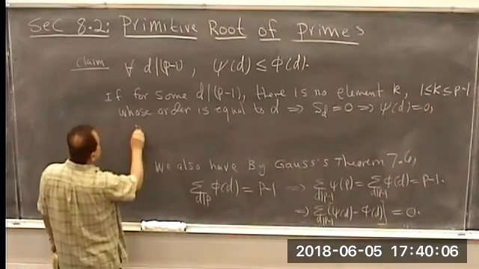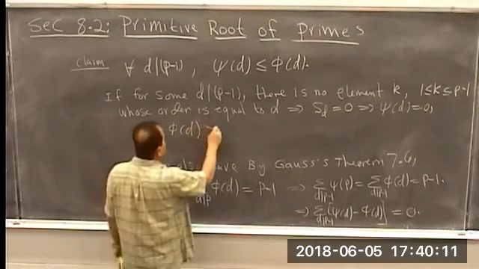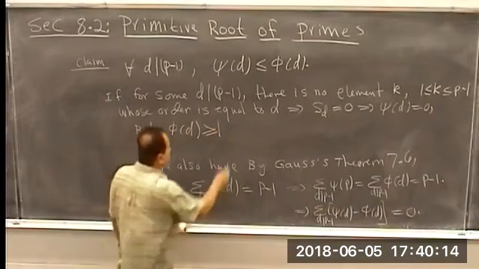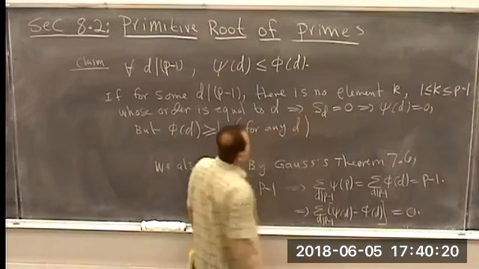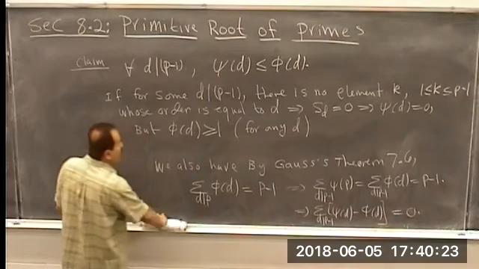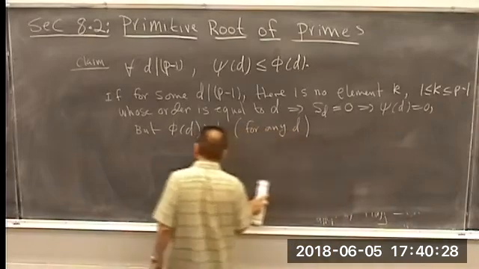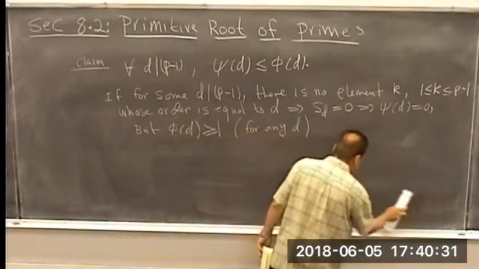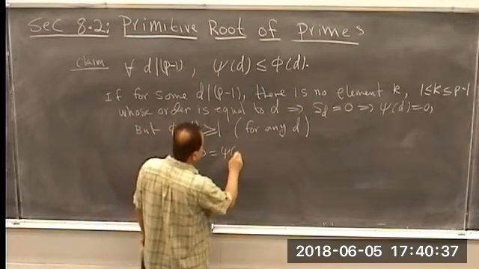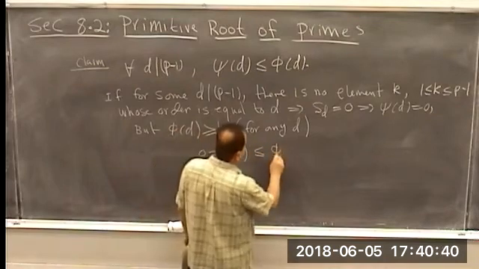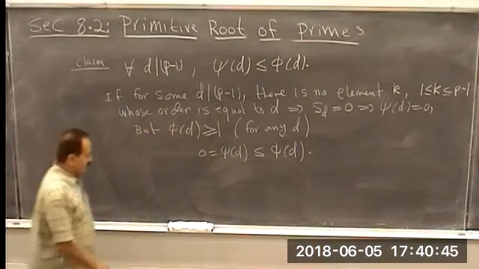And this implies that C of d is equal to 0. But P of d is bigger than or equal to 1 all the time, for any integer d. So the inequality means it actually holds. So this implies that 0 is less than or equal to it, all right, so this actually holds.